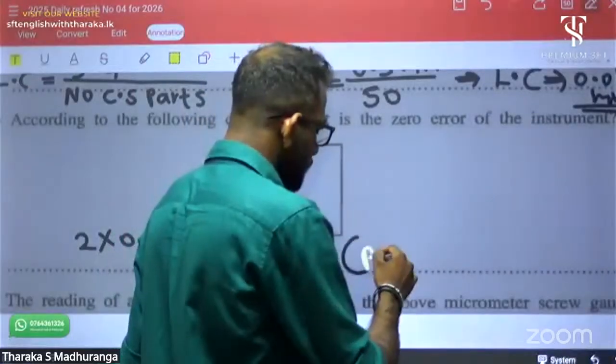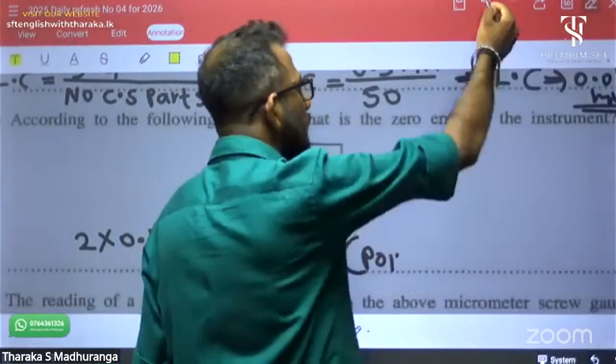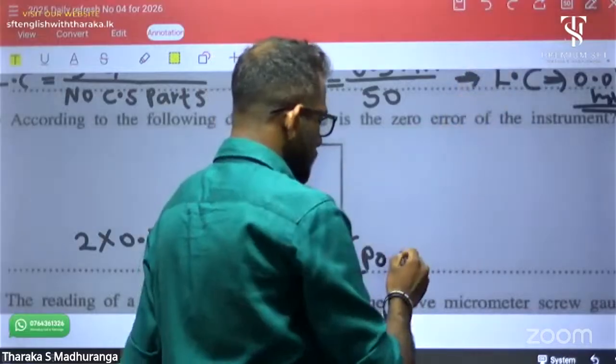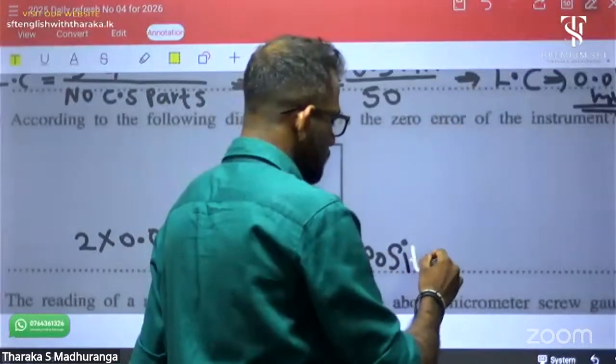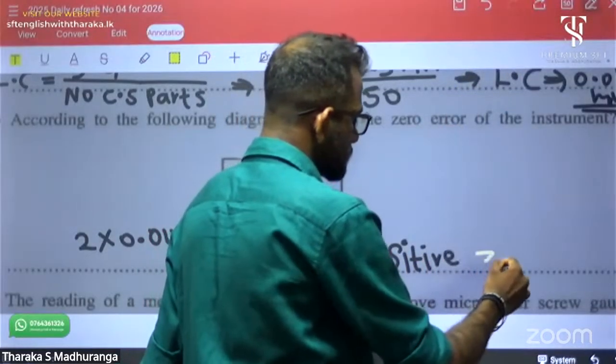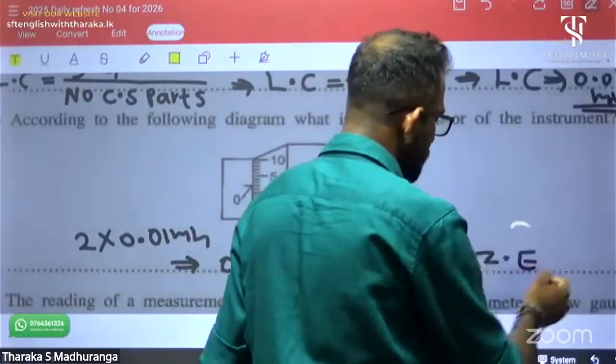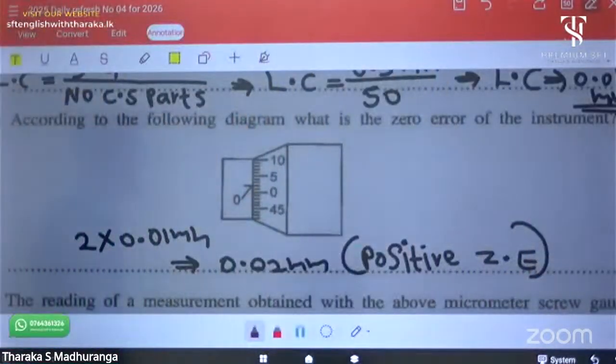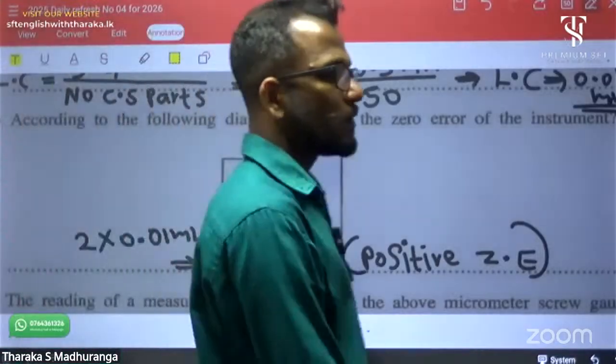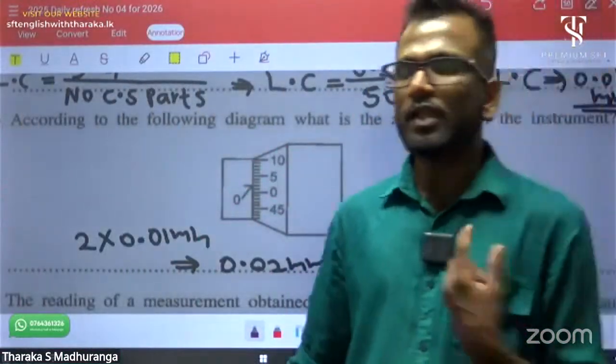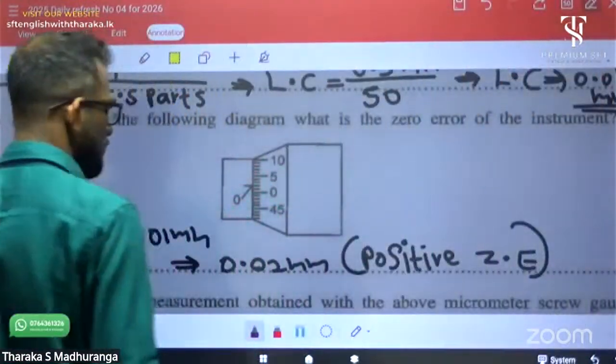You can write it as positive zero error. It's not asked, but you can write positive zero error. It's a positive zero error. The value is 0.02 millimeter.